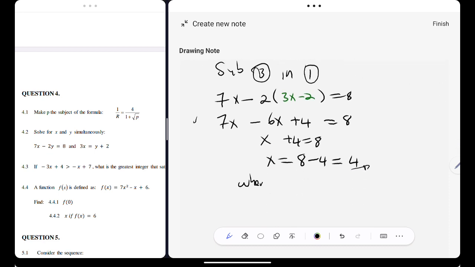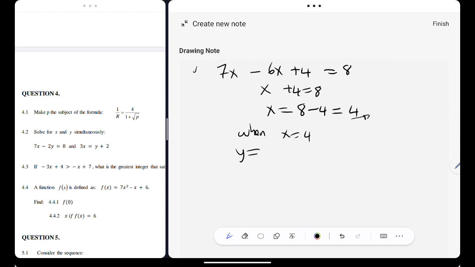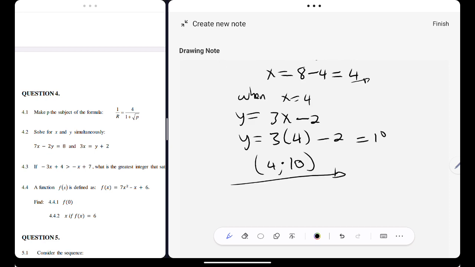Remember, when x is 4, I created equation 3, so I can simply use it to find y. Since the equation is y equals 3x minus 2, therefore y will be 3 multiplied by 4 minus 2, which is 12 minus 2, 10. So I know that my x is 4 and the corresponding y value is 10. Now I've solved x and y simultaneously.